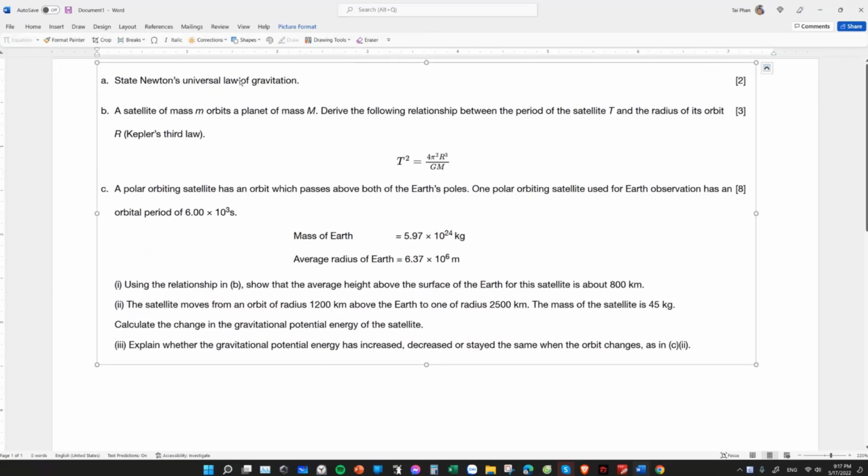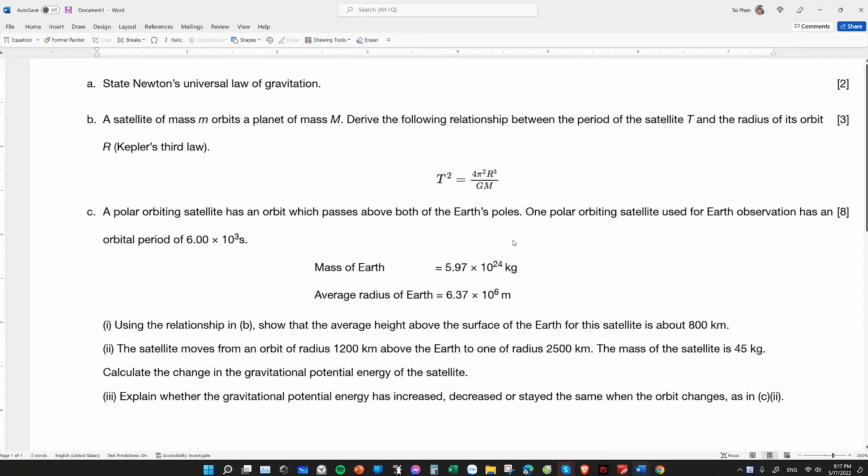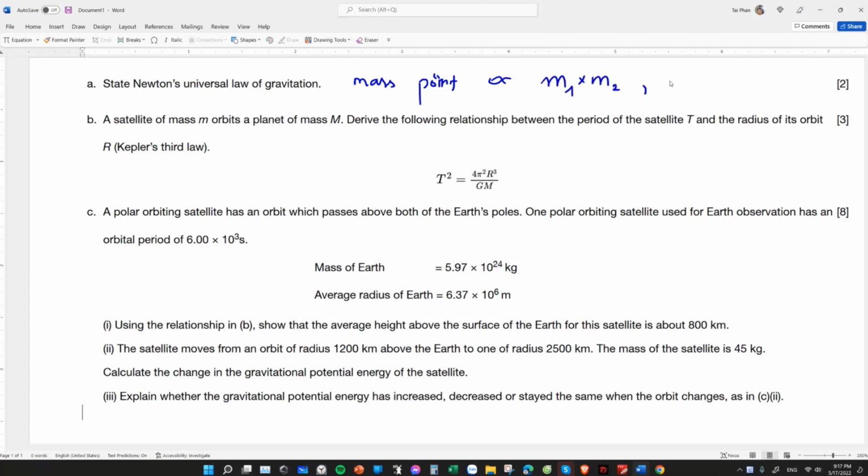State Newton's universal law of gravitation. You can do that, right? Gravitational attraction between two mass points is proportional to the product of their masses and inversely proportional to the square of their separation. And the equation is F equals G m1 m2 over r squared.